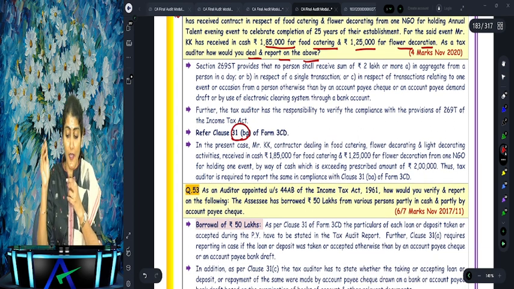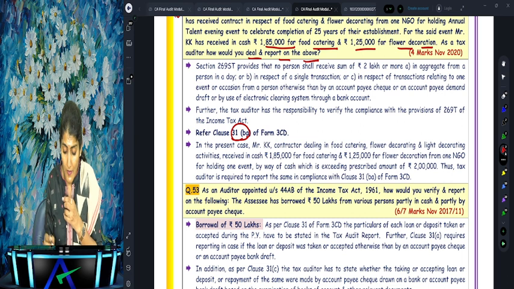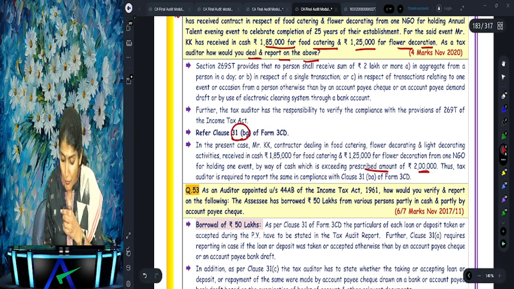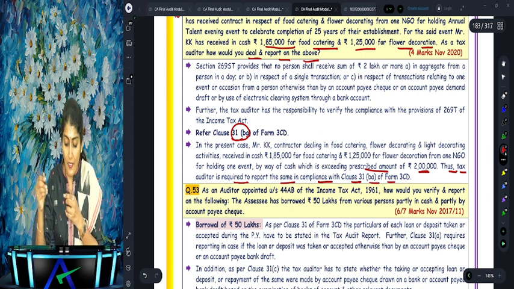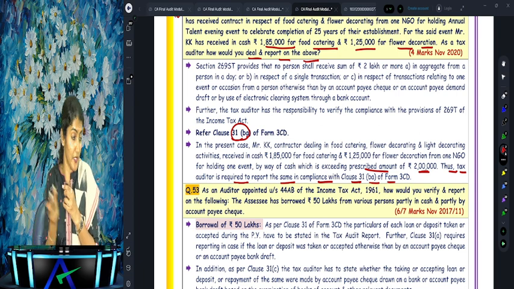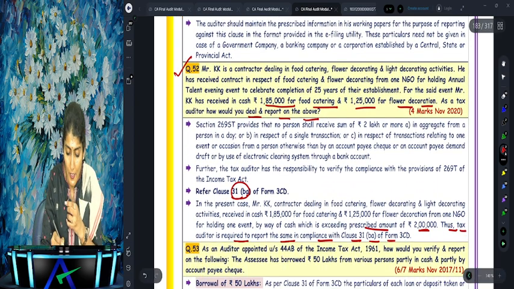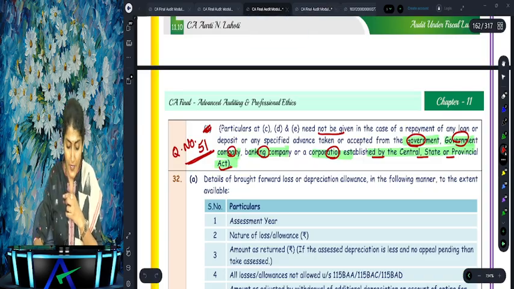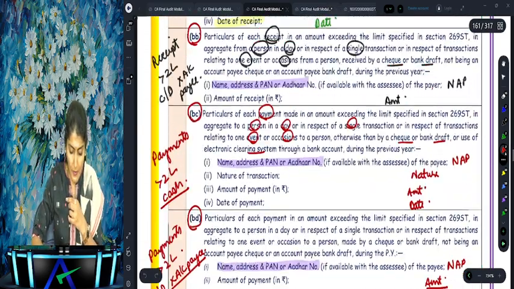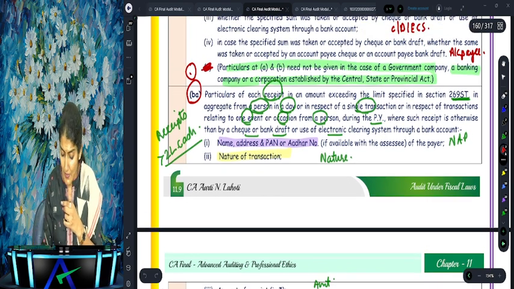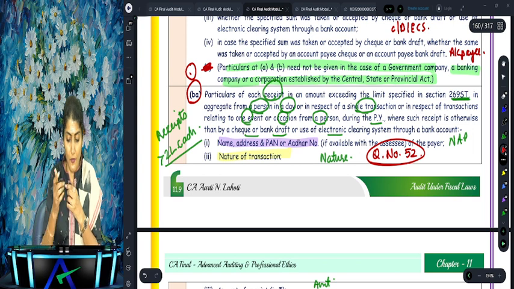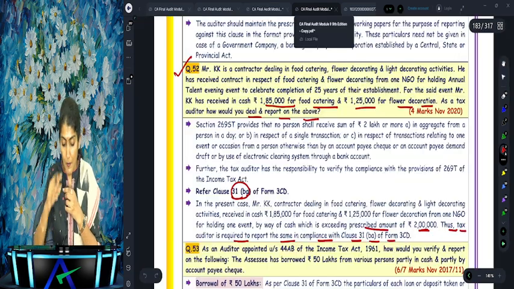So clause 31BA of Form 3CD. What does it say? Payment or receipt from one person exceeding the prescribed amount of 2 lakh. The tax auditor is required to report the same in compliance with clause 31BA of Form 3CD. Are you understanding that? Question number 52. So where do I write question number 52? 31BA. Is it right, everyone? That is question number 52.